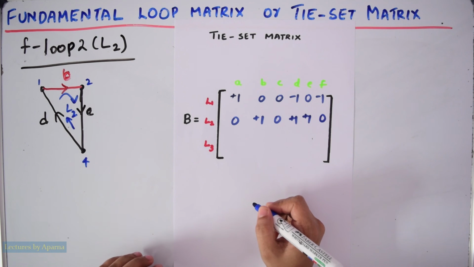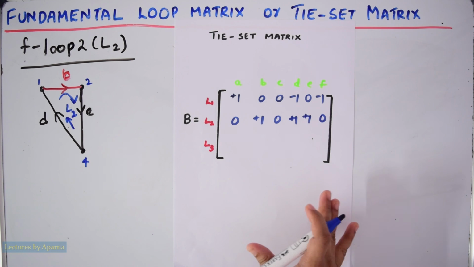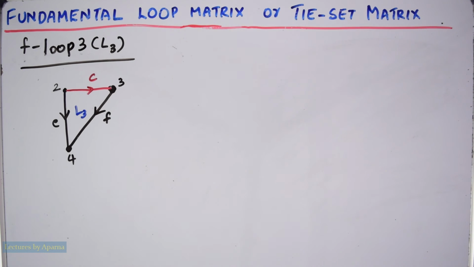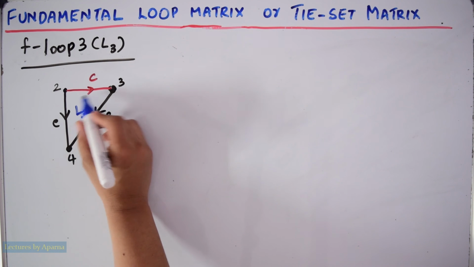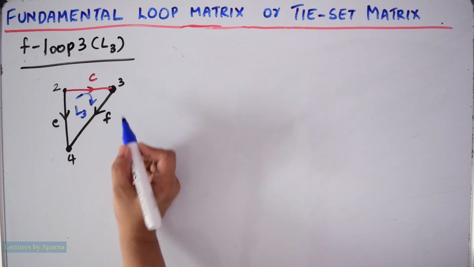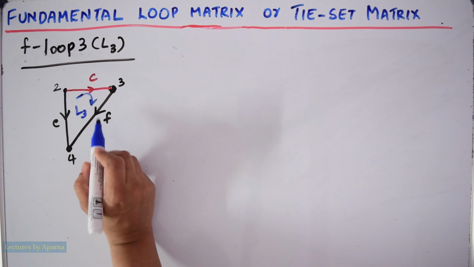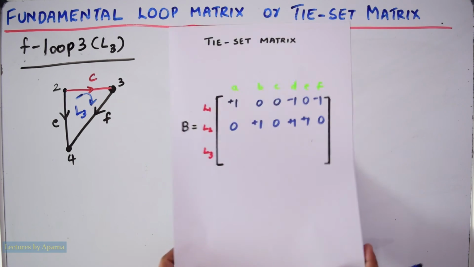So put 0 here. Now we have to fill the matrix for loop L3. The direction of L3 is in the direction of C, because C is the link here. So the direction is like this. E and F are the twigs. So you can fill the tie-set matrix now.